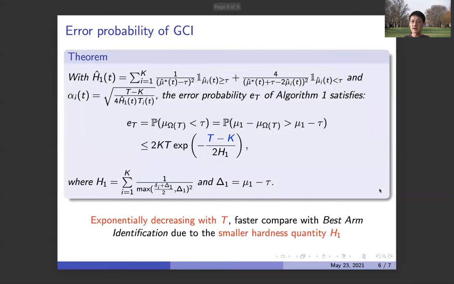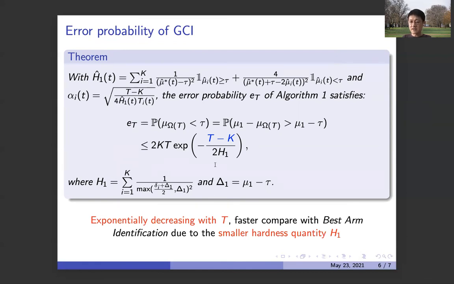Let me give some theoretical results here. As I said, the reason we like bandits for this type of problem is that you have the ability to derive rigorous performance bounds. We have a theorem here, which seems very complicated, but the bottom line is that you see this error probability term decays exponentially with this capital T here. If you compare this error probability upper bound, it is much faster compared with the best arm identification problem.